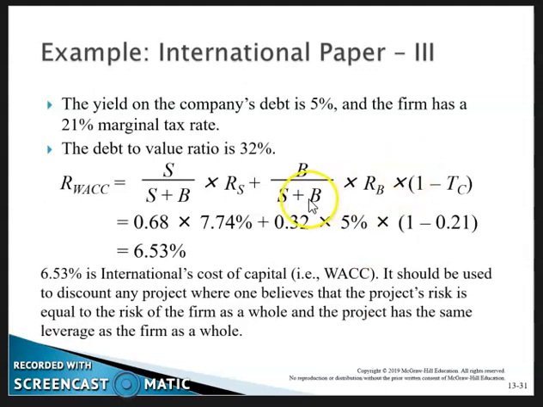All right, so let's stop there. We'll do flotation costs and the quick quiz.